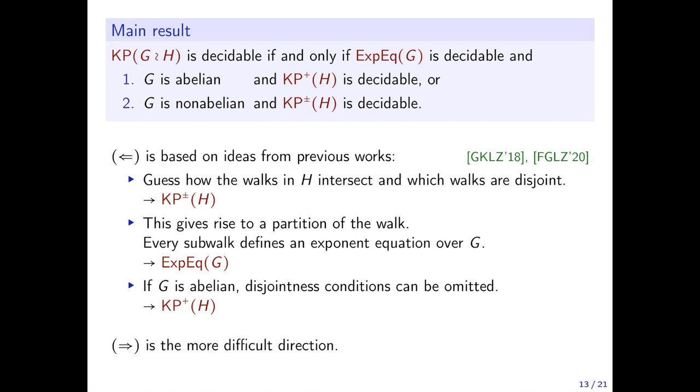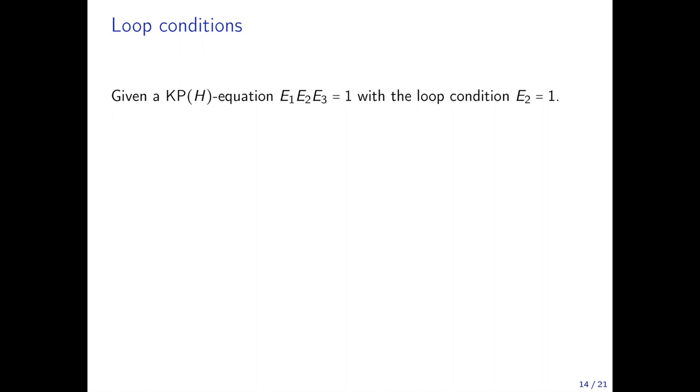The more difficult and also more interesting direction is from left to right. In particular, we need to show how to encode loop conditions and disjointness conditions in knapsack over the wreath product. And this is what I want to illustrate over the next few minutes. So let's assume we want to encode a loop condition. In the simplest case, we just have a single loop condition. So we have an equation like this over H, and we want to say that a particular infix is a loop, so it evaluates to 1.